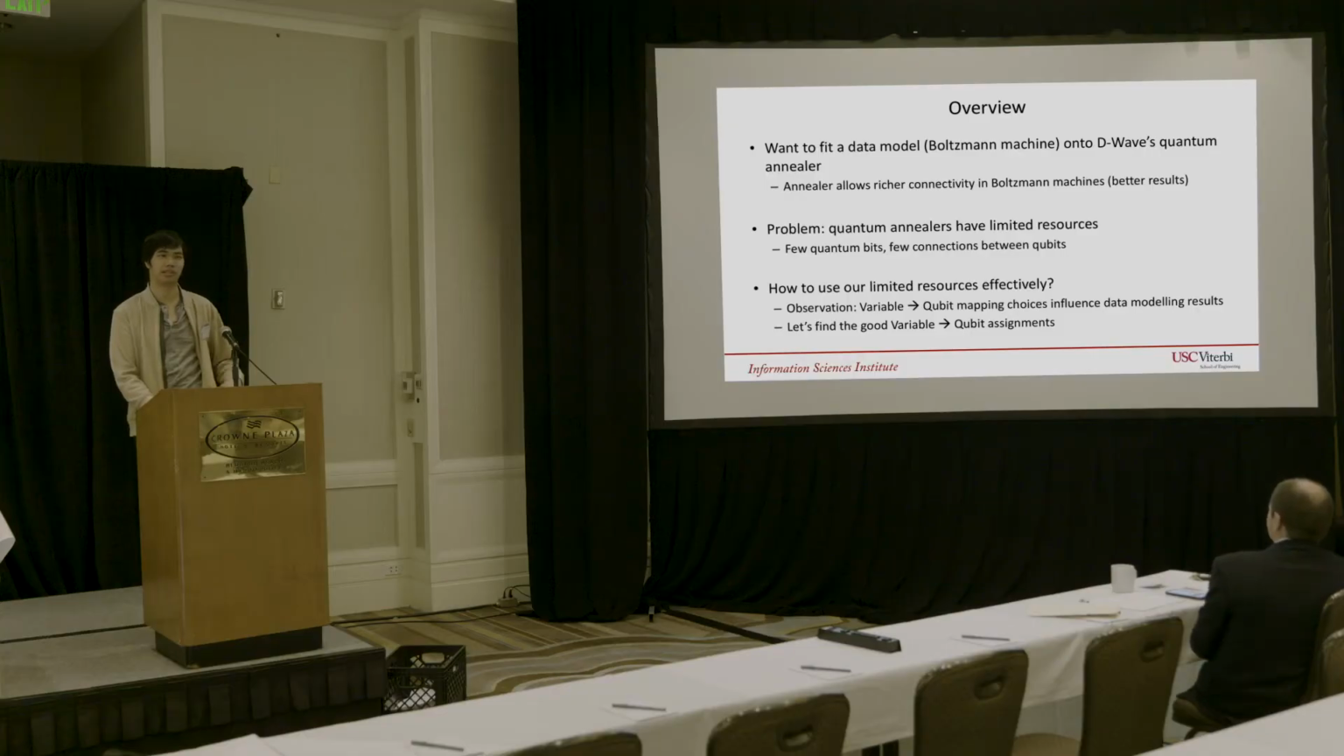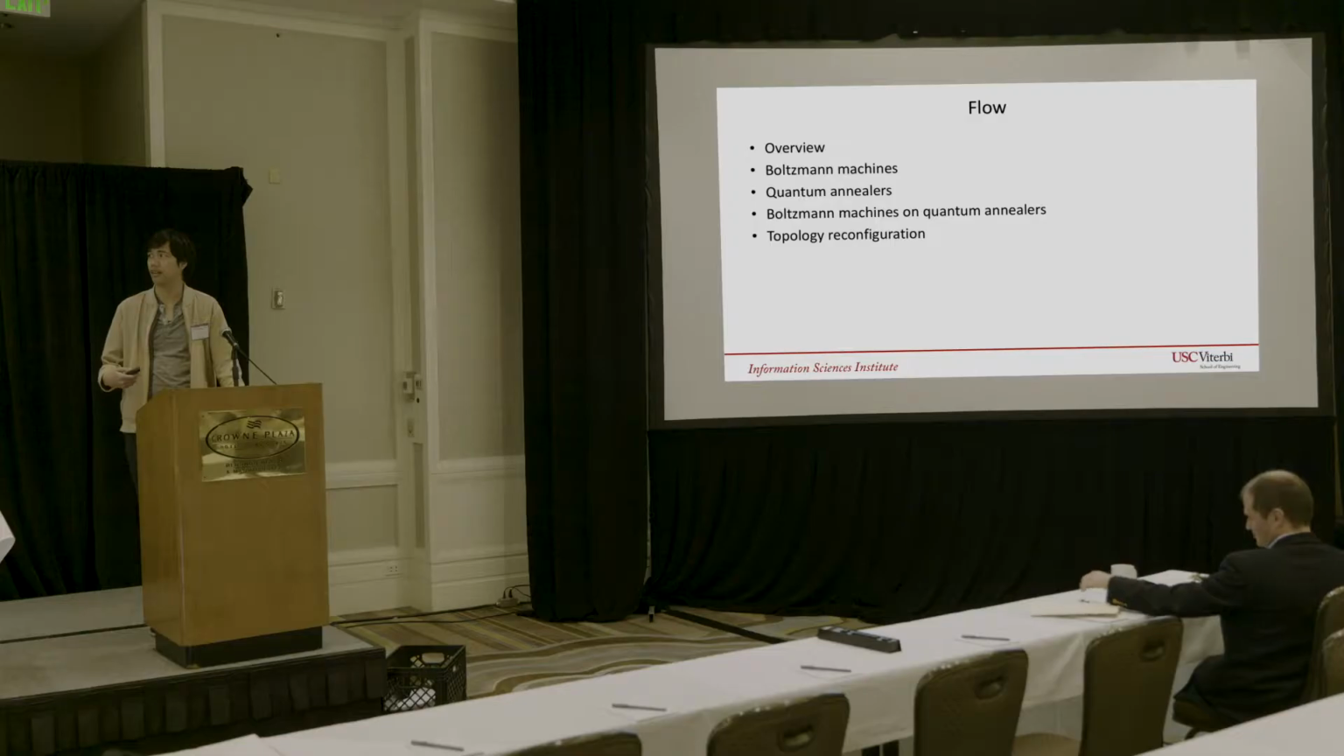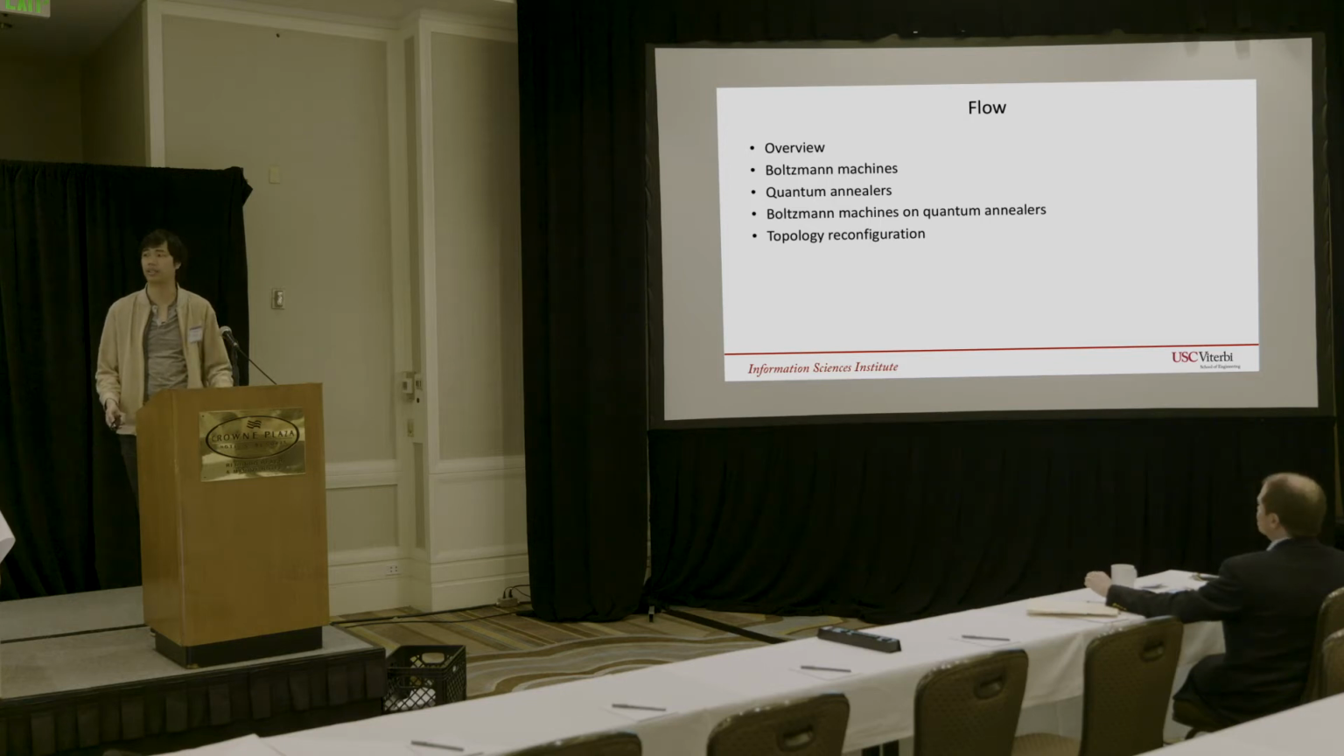So one step towards this is to make an observation that the way that we choose to map our Boltzmann machine variables onto the annealer qubits influences our data modeling results. So let's try to make some mapping choices that give us benefit. Going forward, I'm going to talk quickly about Boltzmann machines, then quantum annealers, what the two have to do with each other, and then our work about trying to use our limited resources effectively.